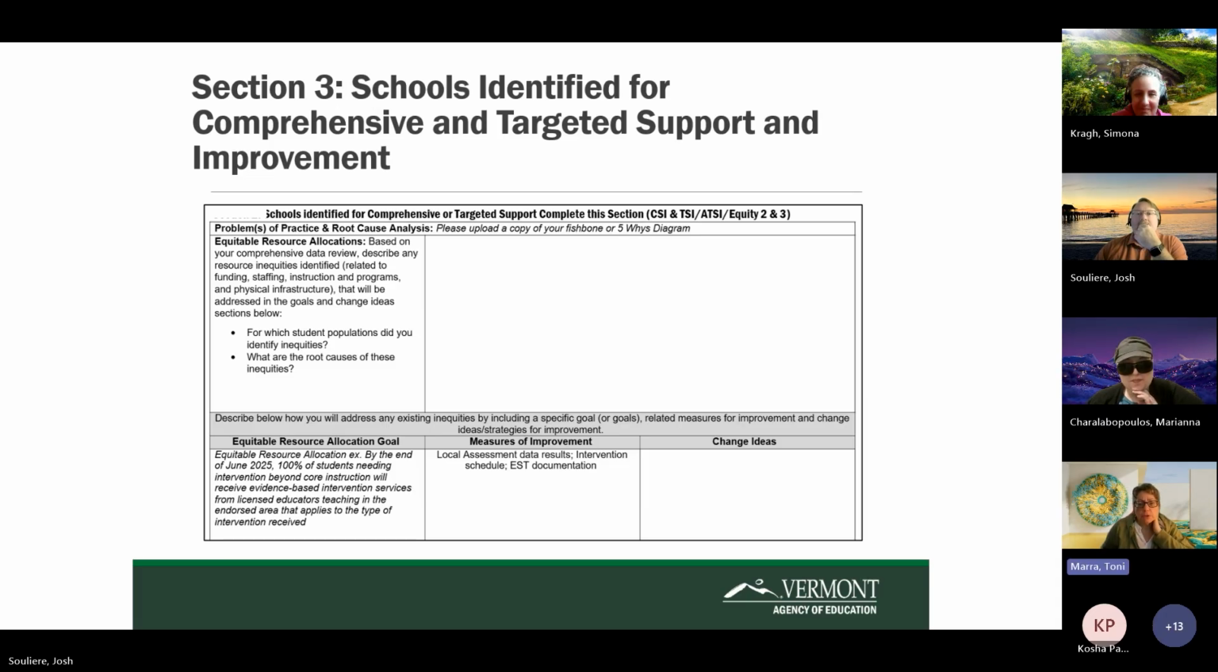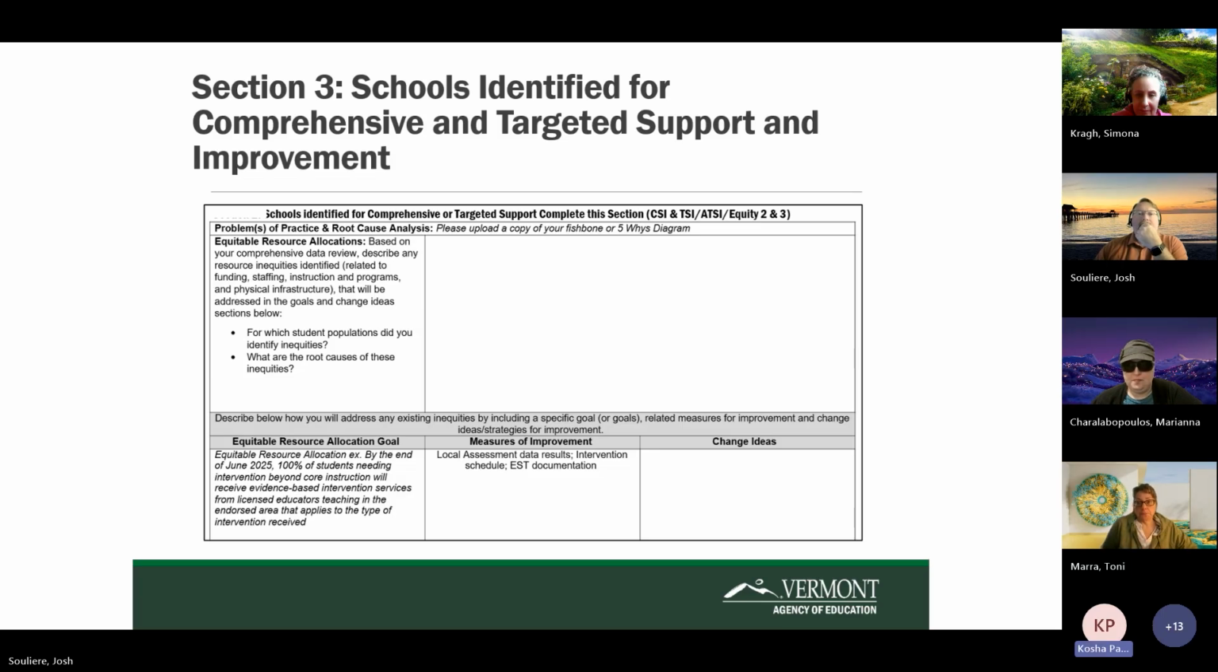No, I don't think you need one for all goals, Kosha. I think the fishbone and 5 whys really kind of digs into the data overall, like what are the issues you're seeing. So if you have one for each goal, I think that's great. But I think we're just looking at the overarching data themes that you found that kind of support each of those goals, right? So, you don't necessarily need one for each goal. Yeah.